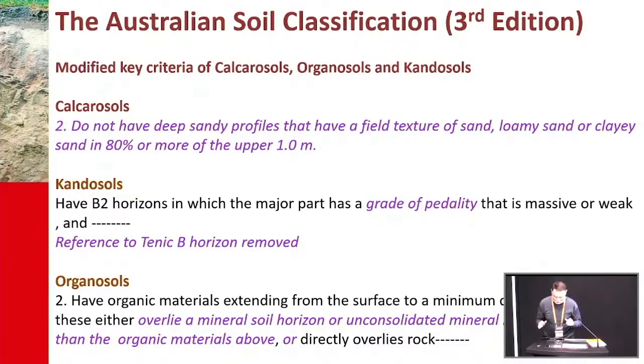Reluctantly, the only wording that unambiguously worked was one of exclusion. You might also note that the phrase grade of pedality in Kandosols and elsewhere has replaced the term soil structure. The reason for that is to align with the wording in the Yellow Book. They have a theme of soil structure, and when they talk about whether it's structured or not, they say the grade of pedality is medium or strong. The Kandosols definition now also excludes reference to a tenic B horizon, and Organosols I'll cover in the next slide.